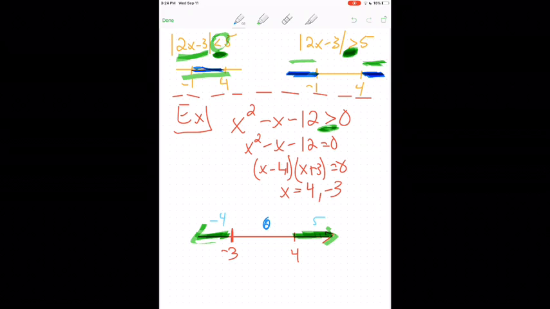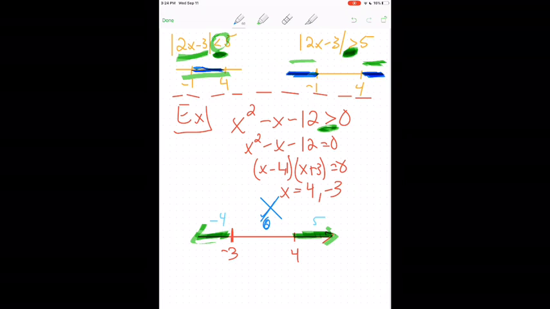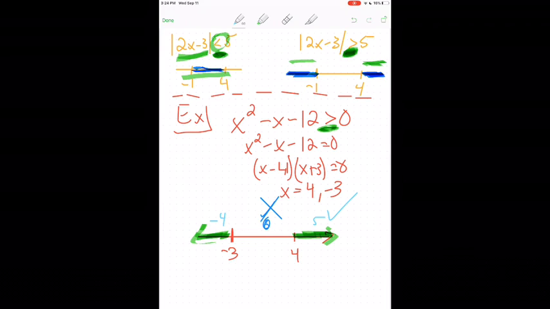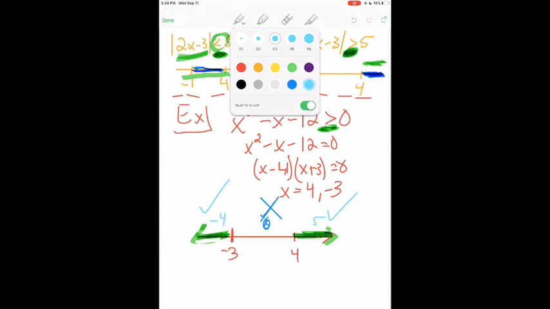0 minus 0 minus 12, well, -12 is not greater than 0. So that doesn't work. Okay, plug in 5. 25 minus 5 gives me 20. Minus 12 gives me 8. So yep, that works. And then -4 squared is 16. Minus a -4 gives me 20. Minus 12 is also 8. So that works. All right, so whenever it's greater than, we are on the outsides.